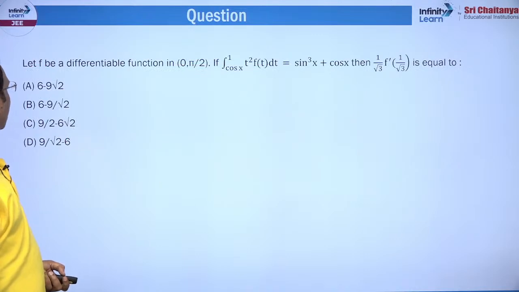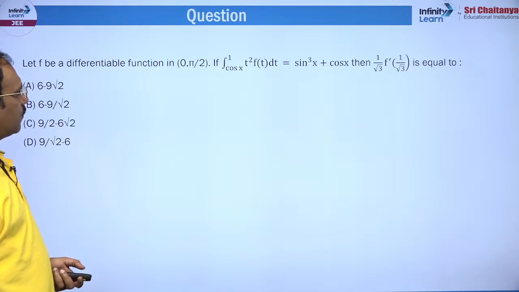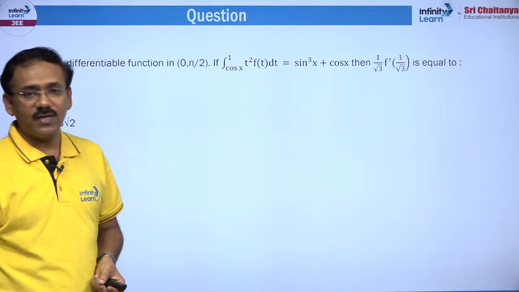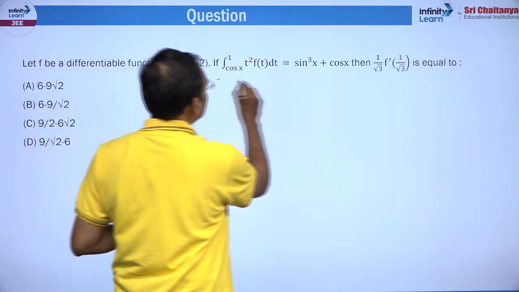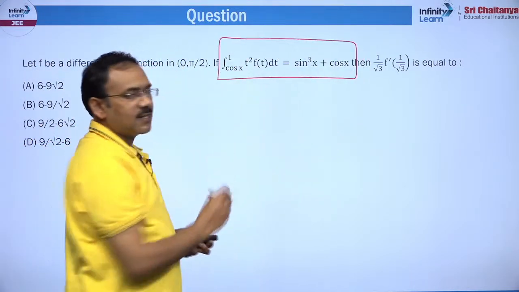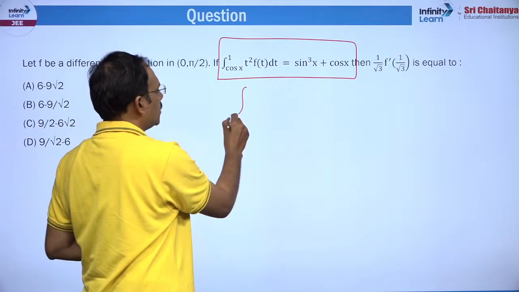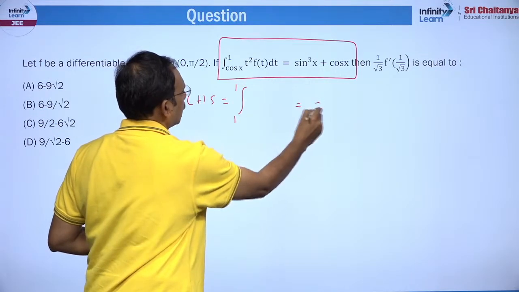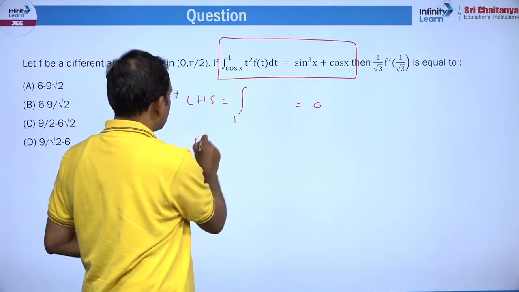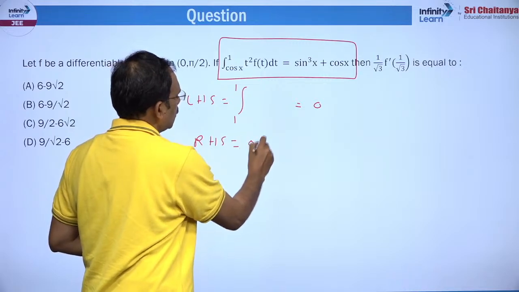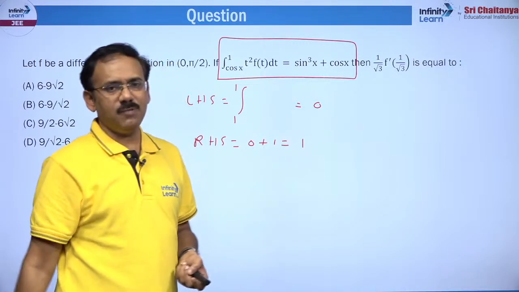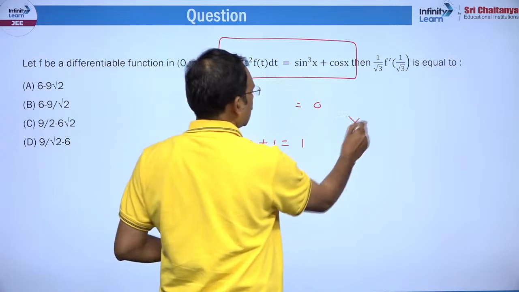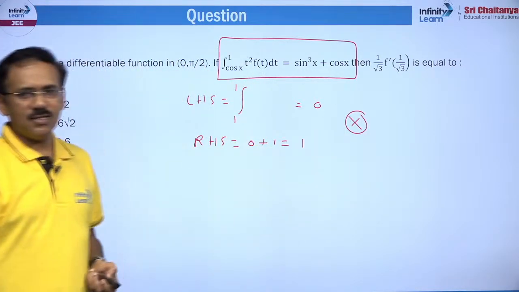Leibniz formula application. You see this question, let f be a differentiable function on the open interval 0 to pi by 2. Yeah, this is an integral. This question has a controversial thing. Friends, generally if this is given, if you put x equal to 0, cos 0 is 1, integral 1 to 1 means LHS must become 0, right. Whereas in the RHS you put x equal to 0, 0 plus 1, 1, not possible. So this is why this question is controversial, a correction is required in this.